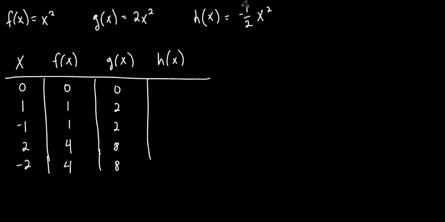Now, instead of 2 times x squared, what are we going to do? We're going to take this x squared, this f of x, multiply it by negative 1/2. Well, 0 is still going to be 0, right? And then what are we going to do? Take that 1, multiply by negative 1/2. What do we get? Negative 1/2. All right, and then what are you going to get here? It's the same number, right? So that's going to be negative 1/2. Take the 4, multiply that by negative 1/2. Negative 2. All right, and it's the same number, so it's going to be the same thing. So this is what we're going to graph.